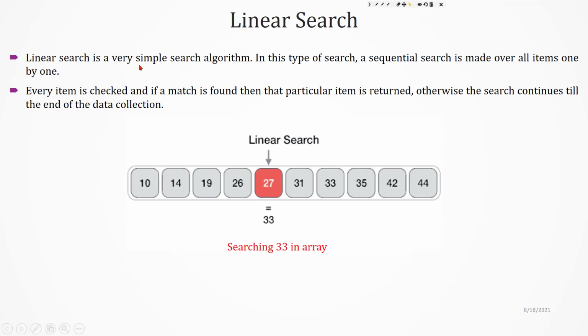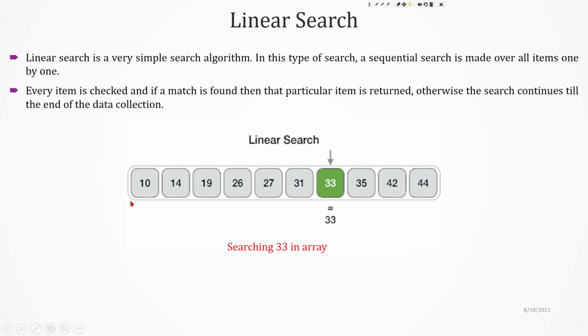Linear search is a very simple search algorithm. In this type of search, a sequential search is made over all elements one by one. Each item is checked, and if a match is found, then that particular item is returned. Otherwise, the search continues till the end of the data collection. Here I have an array 10, 14, 19, 26, 27, 31, 33, 35, 42 and 44.